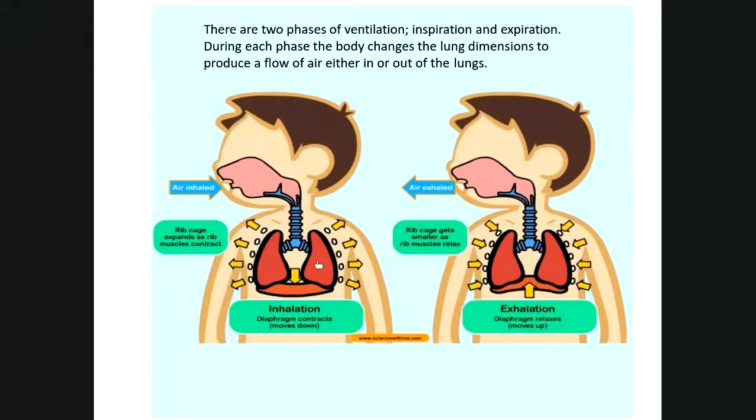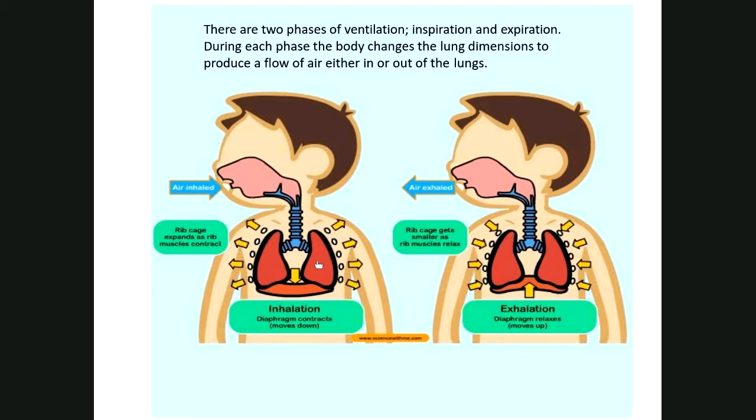Another mechanism by which inspiration works is the contraction of the diaphragm. When the diaphragm contracts, it moves downward, and when it moves downward, it will increase the superior inferior diameter. So by these two muscles, the superior inferior diameter and anterior posterior diameter will increase, increasing the volume inside the lung, making the pressure low. And when the pressure is low, the air will flow from the outside atmosphere into the intrathoracic space.